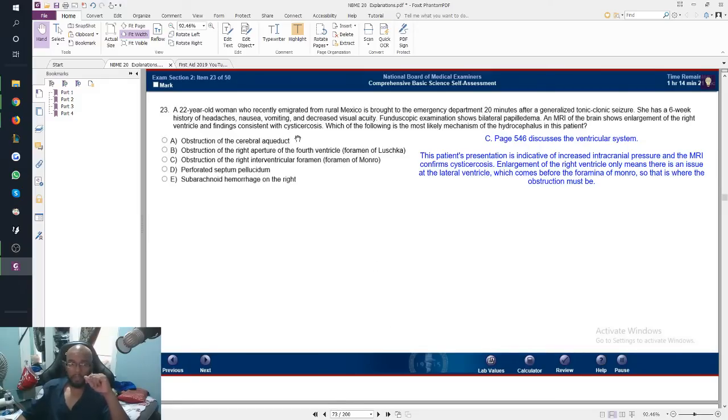All right, so cysticercosis, so she got it from eating probably pork or something. And they tell you enlargement of the right ventricle. Only the right ventricle. Okay, so then that's a pretty easy question. It must be at the interventricular foramen, right? Even if you don't actually remember the entire ventricular system very well, when they tell you that the enlargement is only on the right ventricle, there must be something interventricular that's being blocked.